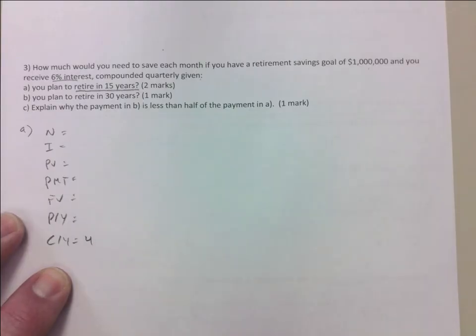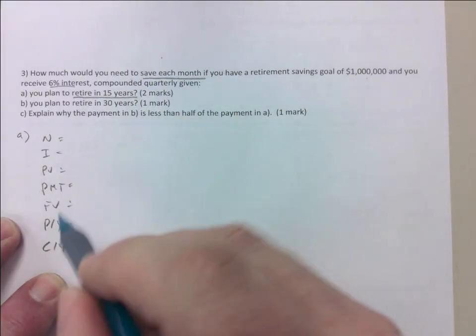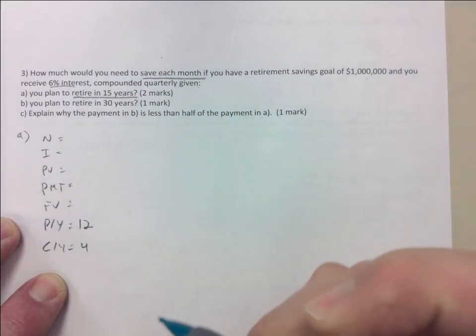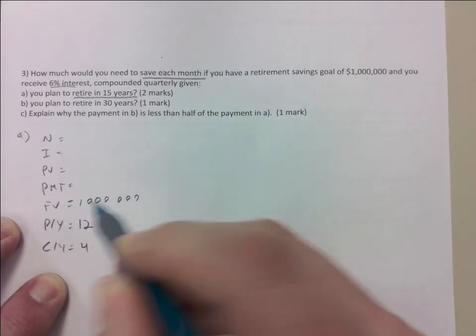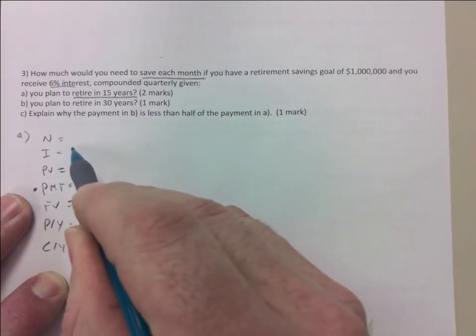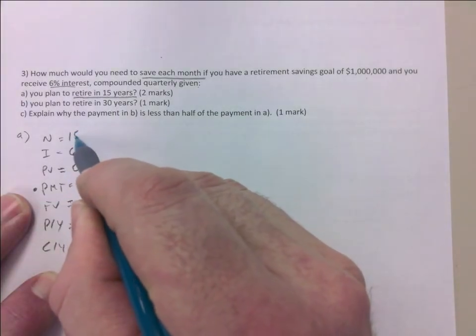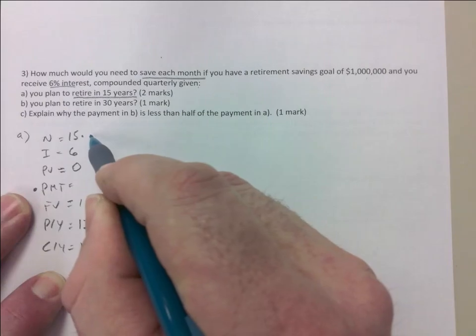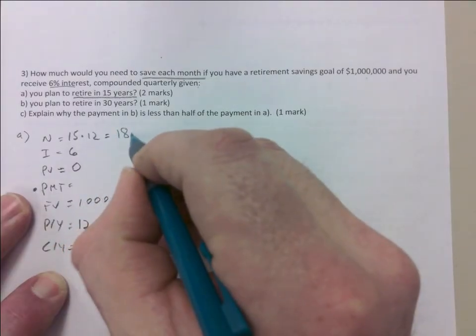So we're doing quarterly compounding. It says how much you need to save each month, so our payments are going to be monthly. We want $1 million. We're figuring out the payment. We're starting with 0. The interest rate is 6. And 15 is our time for the first option. 15 times 12. That's 180.